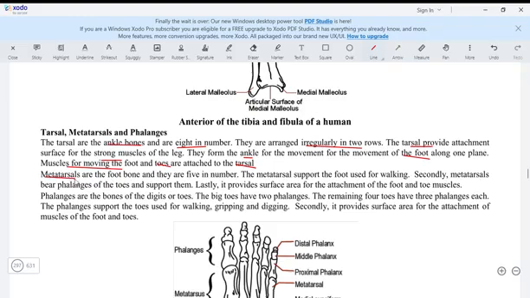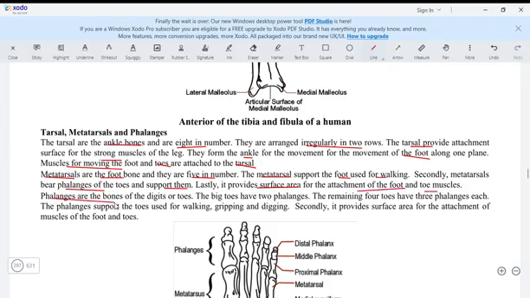Then metatarsals, which are the foot bones, are 5. The metatarsals also support the foot so that you can walk. The metatarsal is the one that is joining with the phalanges, that's the toes themselves. They support them. Lastly, it provides surface area for attachment of foot and toe muscles.